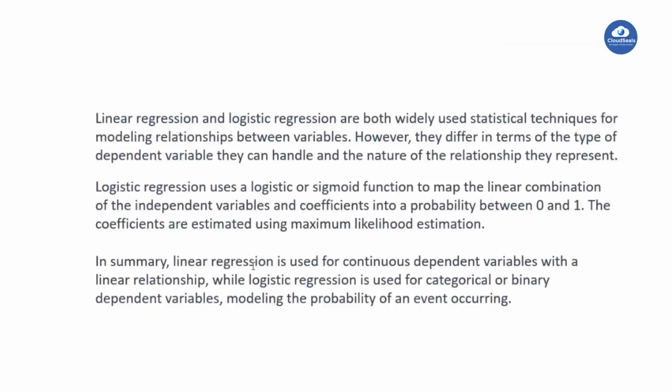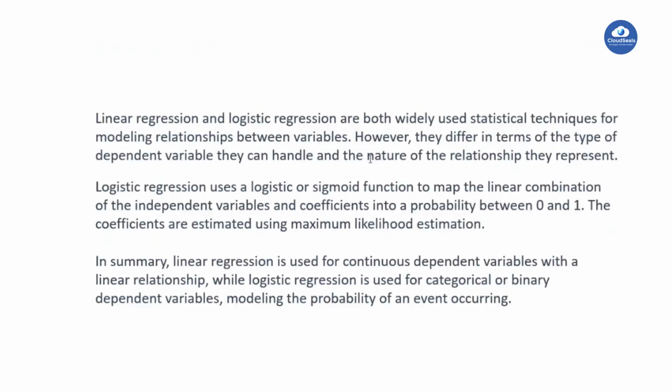Previously, we learned about linear regression and multiple linear regression. Both are the same thing, regression. But coming to logistic regression, the difference between logistic regression and linear regression is the type of dependent variable they can handle, that means the y variable, and the nature of relationship they present. For example, logistic regression uses a sigmoid function to map the linear combination of the independent variables and coefficients into a probability between 0 and 1.